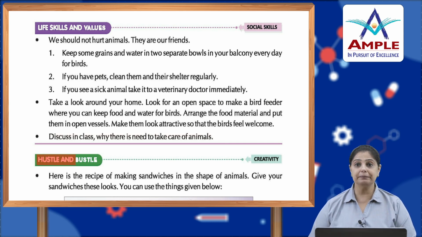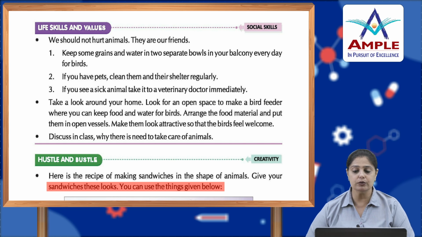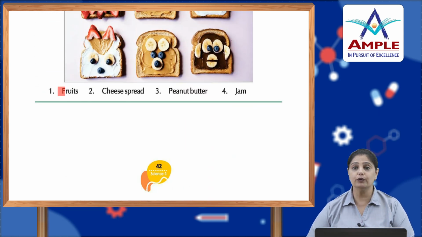Now, hustle and bustle. Here is the recipe of making sandwiches in the shape of animals. Give your sandwiches these looks. You can use the things given below. So, if you see, they have used berries, grapes, black grapes, strawberries, banana, and sandwiches are made. So, you can also try using them and making a lovely delicious sandwich for yourself. You can use fruits, cheese spread, peanut butter, jam, these are different types of sandwiches.